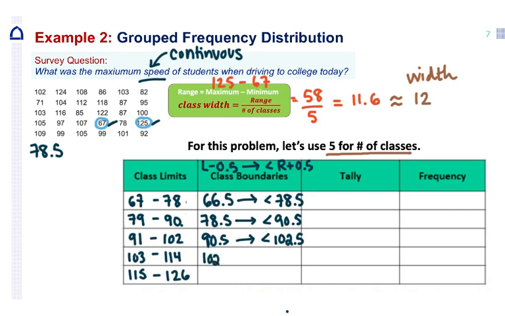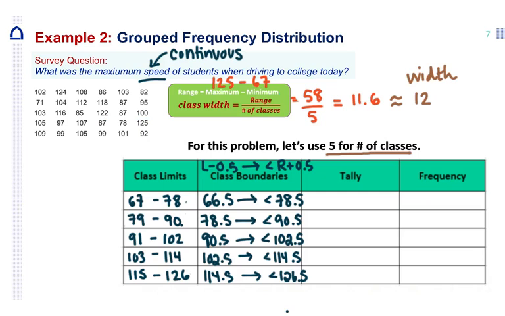This would be 102.5 up until less than 114.5, and this would be 114.5 up until less than 126.5. So the boundaries are there just to say, look, there really is no gap, and even if it's continuous data, every data point I collect will have a row in which it belongs. Okay, so we'll do this more quickly now.